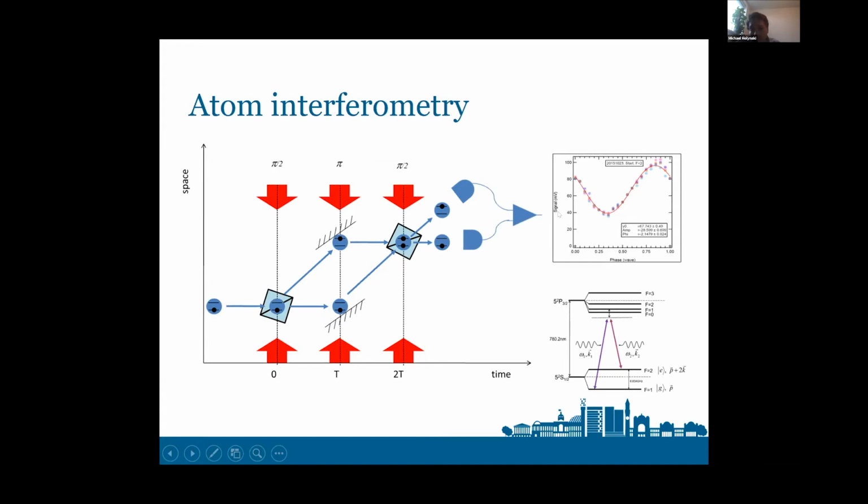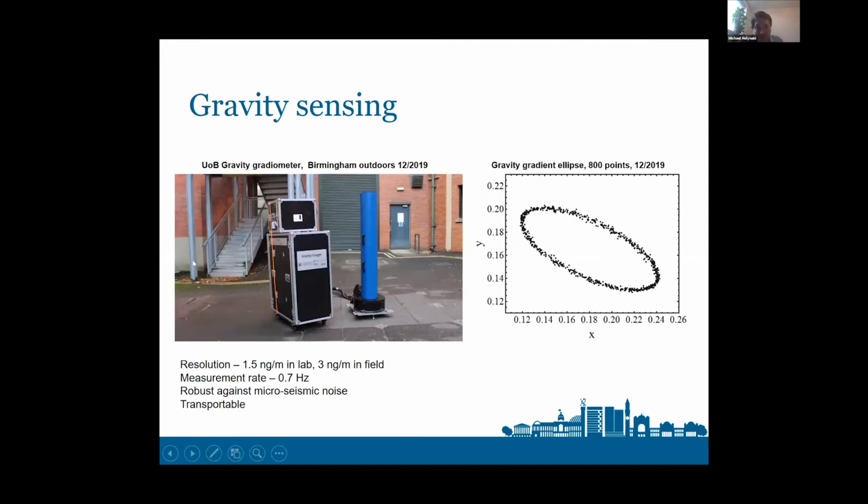What's quite interesting is that if we have these two trajectories and we imagine having, for example, some mass down here moving past, that mass will create a slightly different force or pull on the two trajectories, which creates a phase shift on the outputs. That's something people have actually measured, and it means we can use atom interferometry for things like the detection of gravity. This is an example of one of our gravity gradiometers at Birmingham.